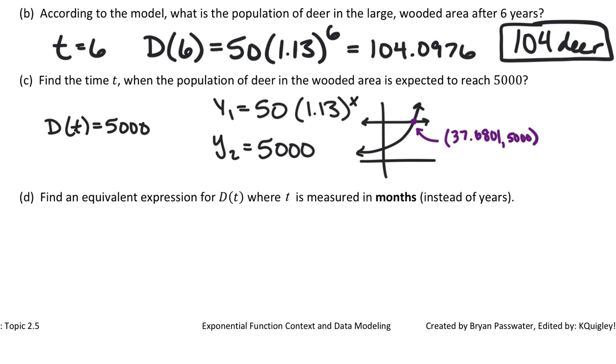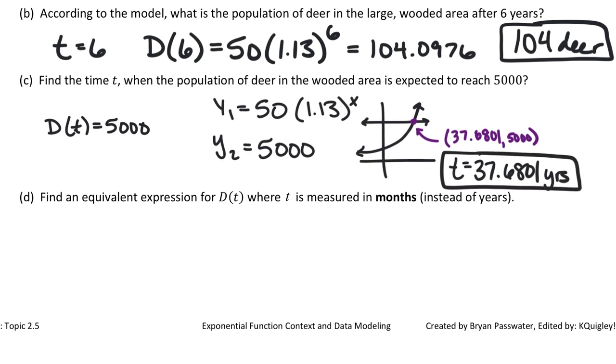So that means that the time when the population of deer in the wooded area is expected to reach 5,000 would be after 37.6801 years, because we're measuring in years. Now this next question is really interesting.